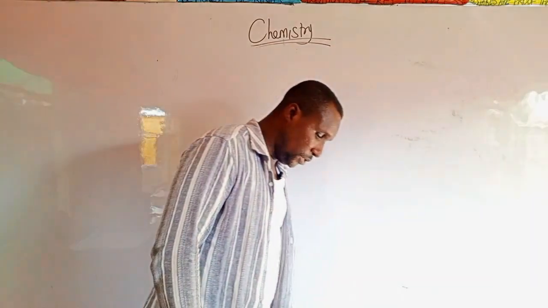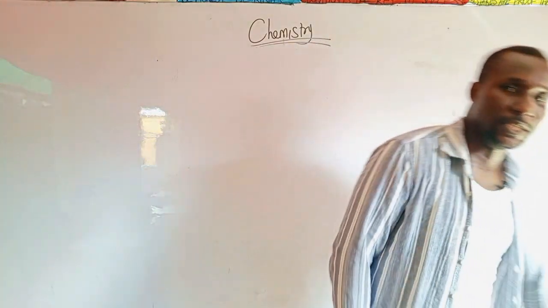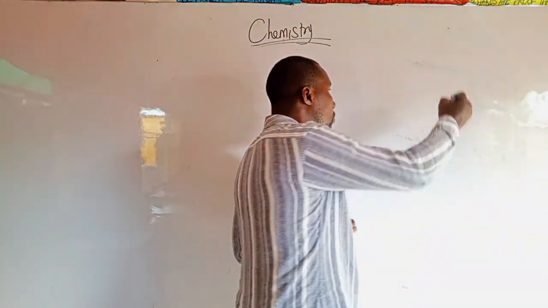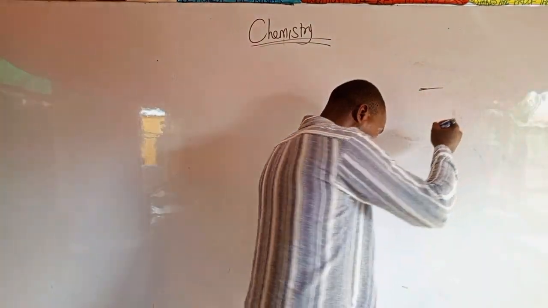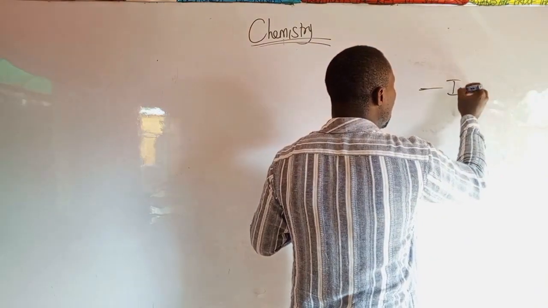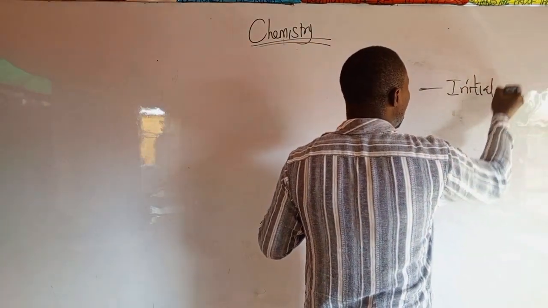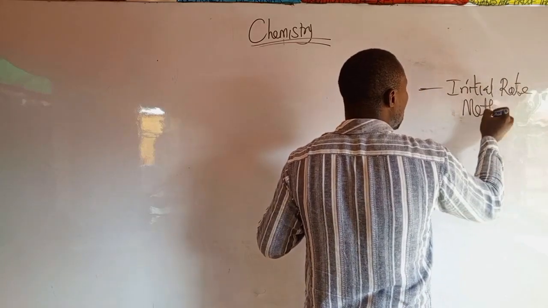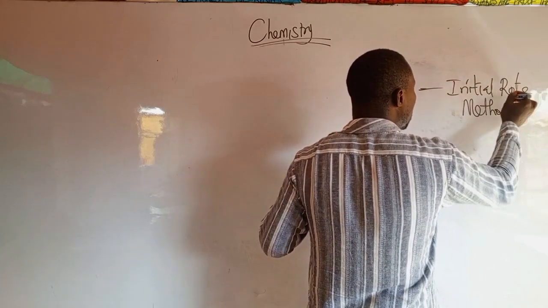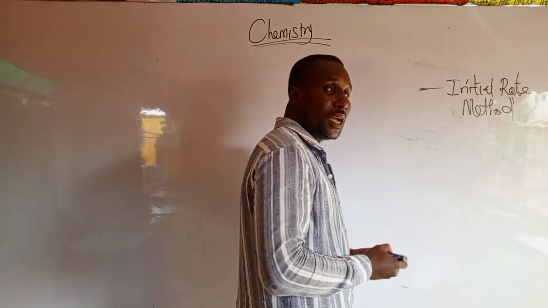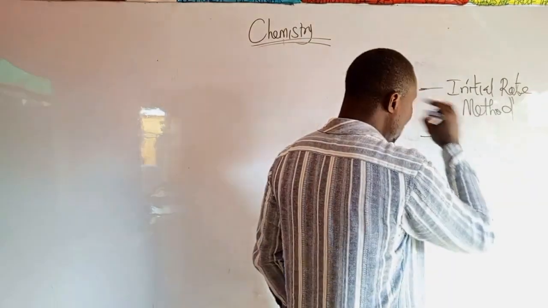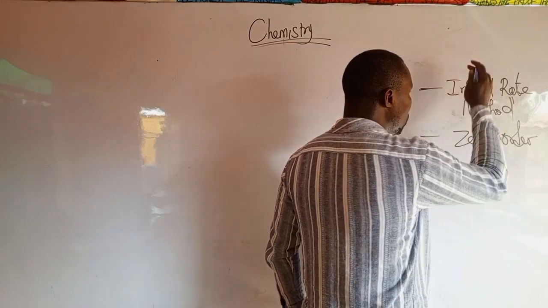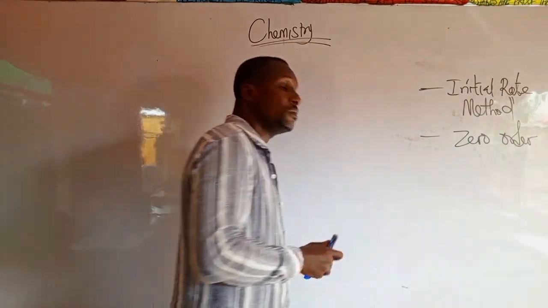Okay, welcome to this video. This is the third series of chemical kinetics. And in this video, we shall discuss the initial rate method on how to determine order of reaction, and we shall look at zero order. These are the two things we shall discuss.